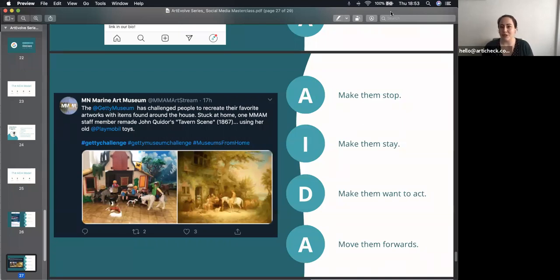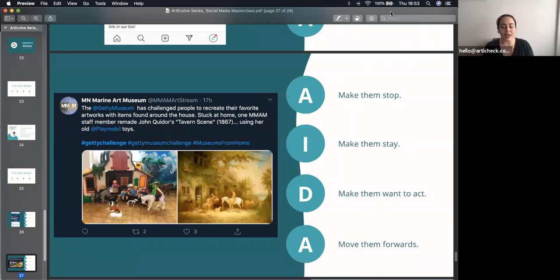So what would be our attention here? Is it color? Is it movement? Is it direction? Is it one of the other options, right? We could potentially have unusual place, unusual size, unexpected things. Anyone? What do you guys think? Unexpected things? Yeah, I think it's unexpected things. Who would expect a Playmobil to be part of John Cudor's tavern scene? So in this case, we have unexpected things, which is really fun.